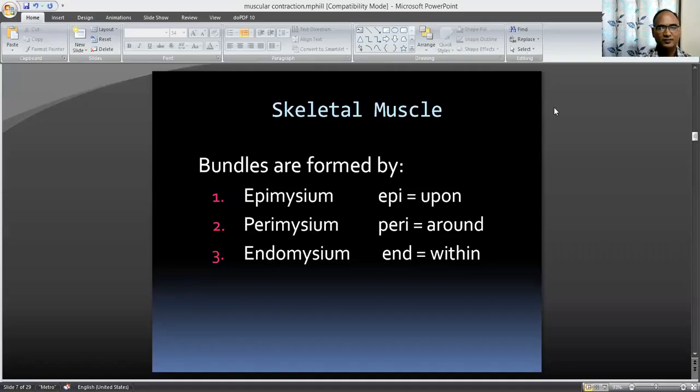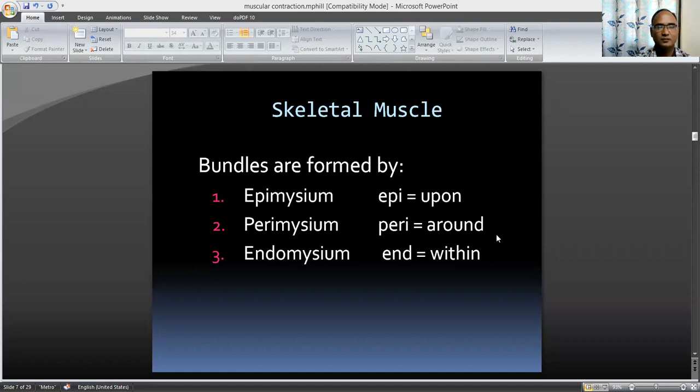Dear student, today we are going to discuss skeletal muscle and muscular contraction. The outermost layer we call the epimysium, and the innermost layer we call the endomysium. And in between the epimysium and endomysium there is the perimysium.